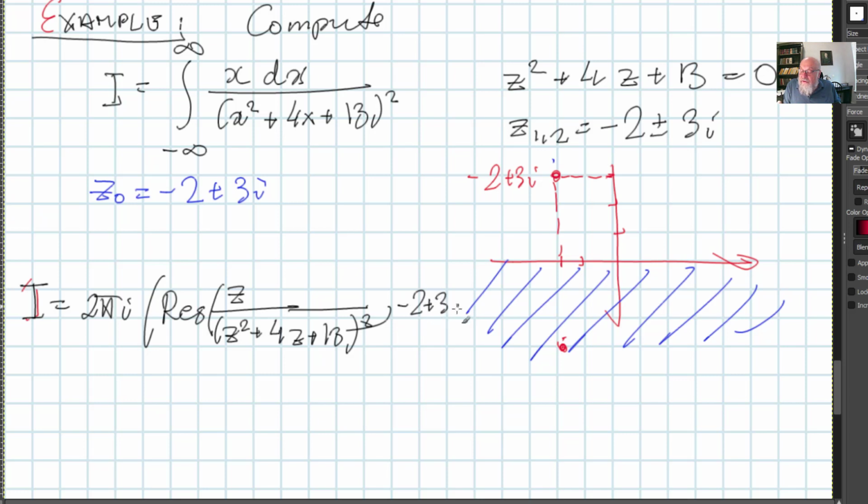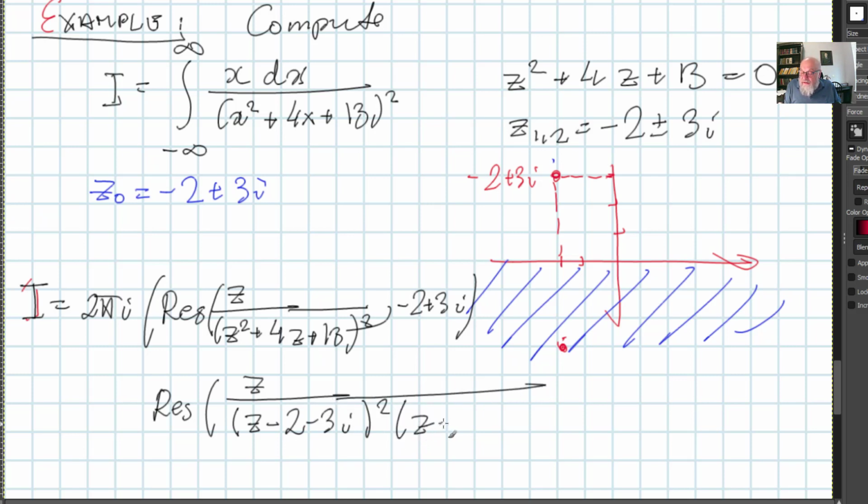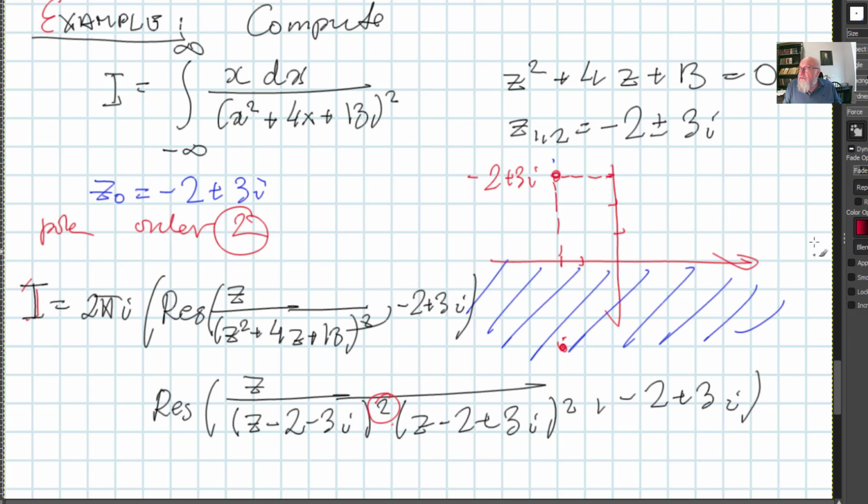So let's compute this residue. The residue of this function, I can rewrite this function as z over (z minus 2 minus 3i) squared times (z minus 2 plus 3i) squared, at the point minus 2 plus 3i. So that's a pole of order 2, because you have the exponent 2. Therefore I will have the formula.